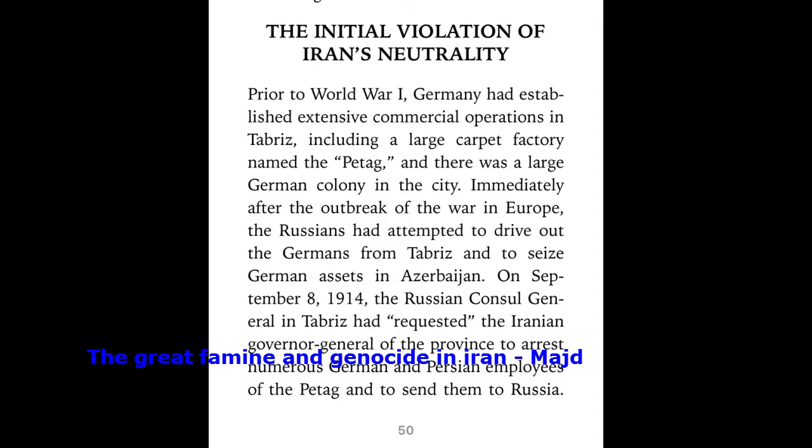On September 8, 1914, the Russian Consul General in Tabriz had requested the Iranian Governor-General of the province to arrest numerous German and Persian employees of the Batag and to send them to Russia. This was a violation of Iran's neutrality, but with 15,000 Russian troops in the vicinity, the hapless governor had no choice but to accede to the request.